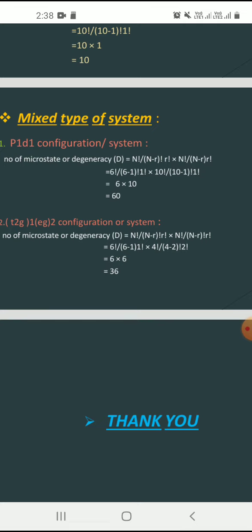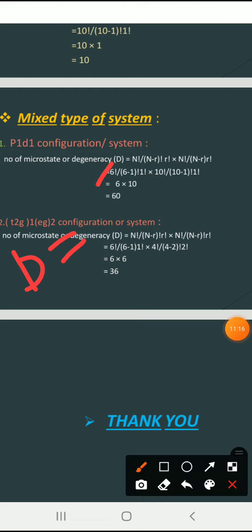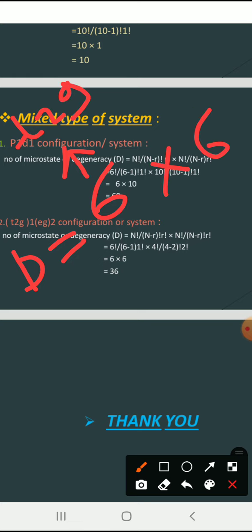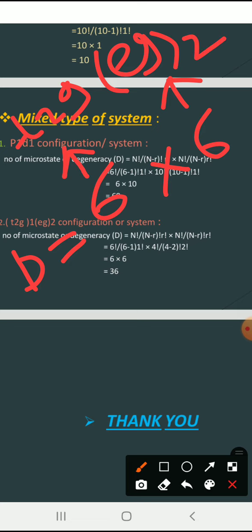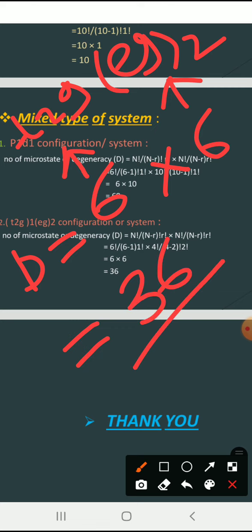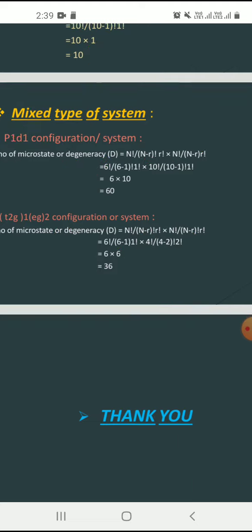Now we will combine these two numbers of microstates. D is equal to 6 for the t2g orbitals, and 6 for the eg2 system, so 6 into 6 is 36. Therefore, for the t2g1 eg2 configuration, the number of microstates will be 36. Thank you.